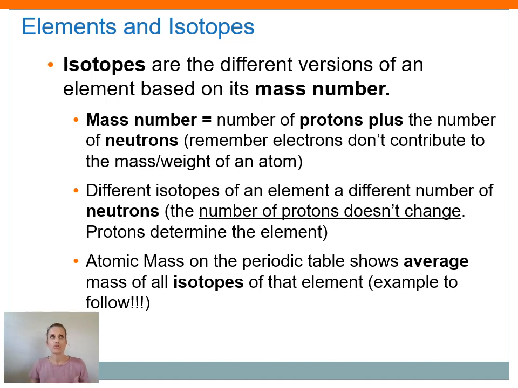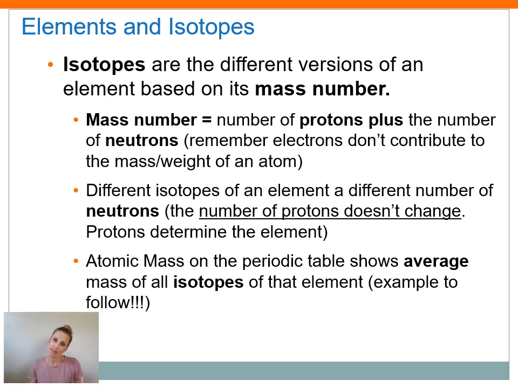So if I have two versions of hydrogen, one of them weighs 1 mass unit and the other one weighs 2 mass units. That second version, that second isotope of hydrogen is heavier because it has an extra neutron. Okay, remember, the number of protons is not going to change. Protons determine the element. If it is hydrogen, it must have 1 proton only. That's not going to change. So if I have hydrogen and it's heavy, it weighs 2 mass units, that means it must have an extra neutron present.